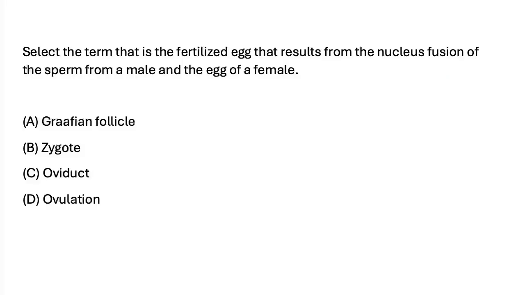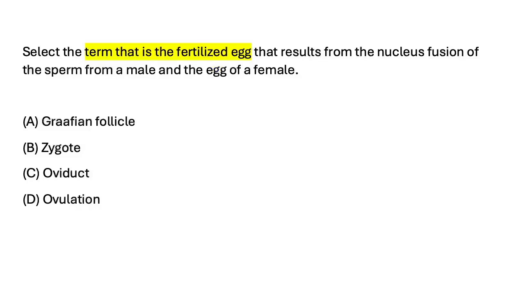Select the term that is the fertilized egg that results from the nucleus fusion of the sperm from a male and the egg of a female. Would it be A, Graafian follicle, B, zygote, C, oviduct, or D, ovulation? As we go through the options, let's keep in mind that we are looking for the term that matches the description of a fertilized egg.